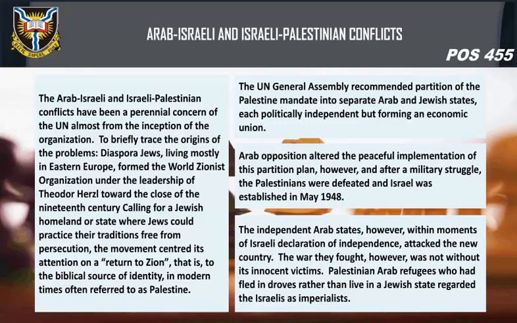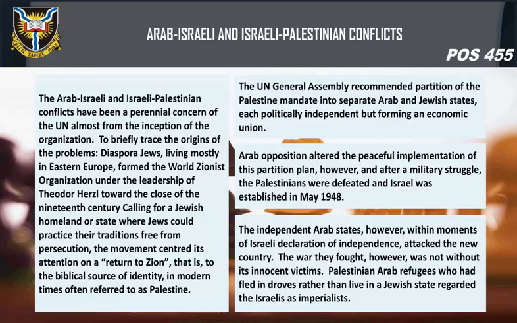Arab-Israeli and Israeli-Palestinian conflicts. The Arab-Israeli and Israeli-Palestinian conflicts have been a perennial concern of the UN almost from the inception of the organization. To briefly trace the origins of the problems, diaspora Jews living mostly in Eastern Europe formed the World Zionist Organization under the leadership of Theodor Herzl towards the close of the 19th century, calling for a Jewish homeland or state where Jews could practice their traditions free from persecution. The movement centered its attention on a return to Zion, that is, to their biblical source of identity, in modern times often referred to as Palestine.